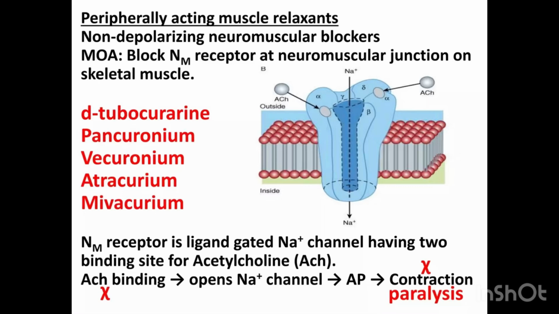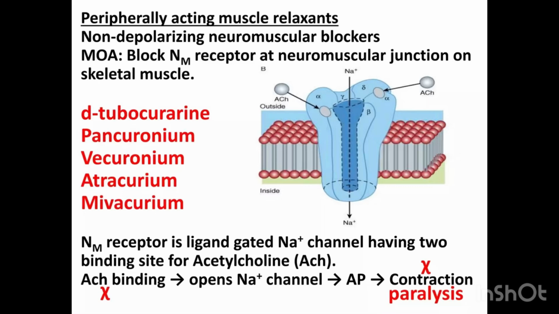The next one is the non-depolarizing neuromuscular blocker. So we have talked about the depolarizing neuromuscular blocker. The non-depolarizing neuromuscular blocker competes with acetylcholine for binding to the nicotinic receptor. Naturally, acetylcholine is released and binds to the nicotinic receptor. But now instead, the competitive neuromuscular blocker says no. They bind to that receptor and prevent the binding of acetylcholine.